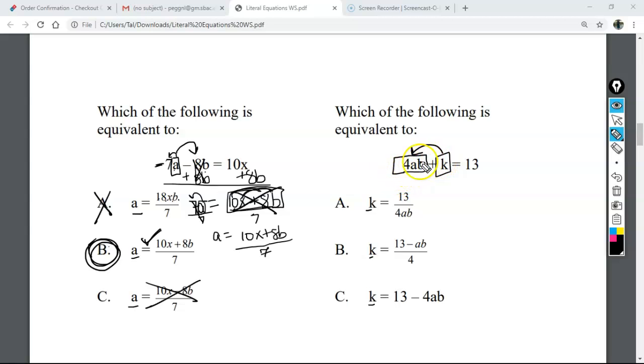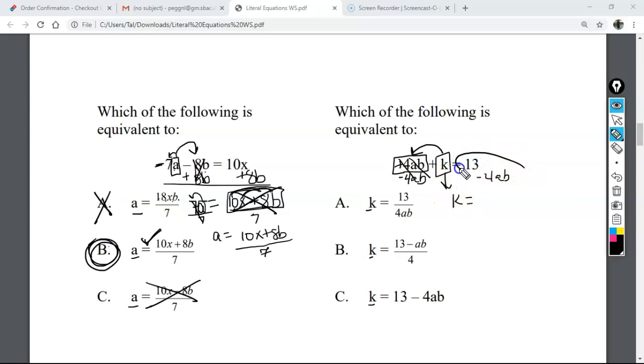The 4ab is all stuck together, and there is nothing here to divide out. That may be one of your first thoughts, but this is just hanging out there, and it has to get to the other side of the equation. So we're going to do the opposite of the entire term. If you have 4ab and you want to get it to go away, you want to do minus 4ab. And what you do to one side, you want to do on both sides. So now that cancels out. I am left with k, which is what I was looking for.